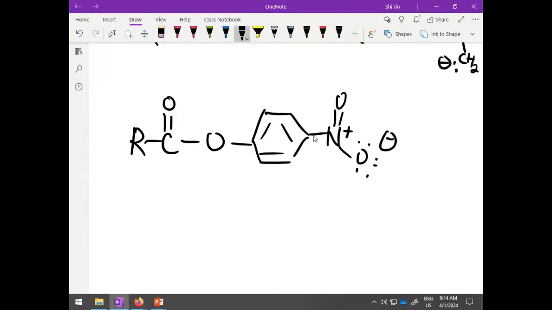So-called p-nitrophenol ester is really reactive. Why? Because in this ester, the oxygen lone pair can go, look at it, come to here, come to here, and come to here. The ester lone pair can go all the way into a very electron-hungry nitro group.